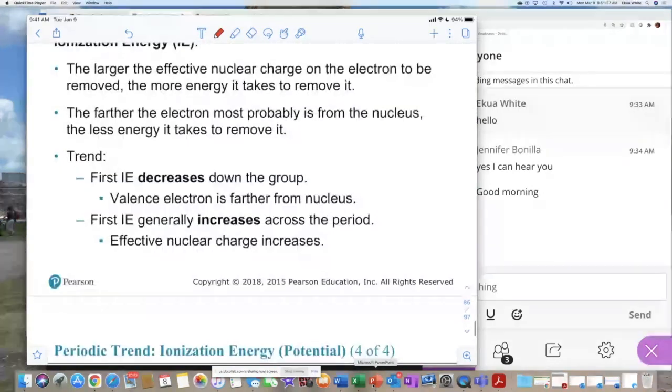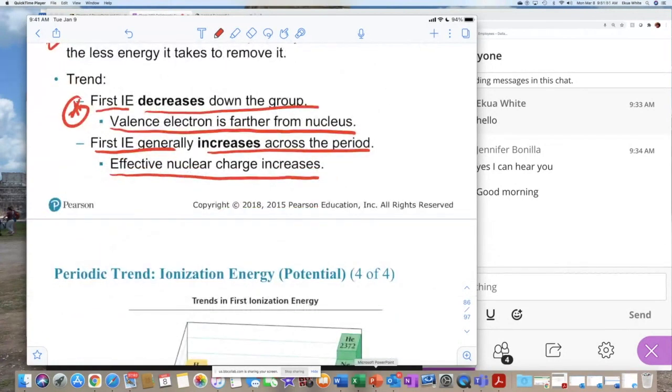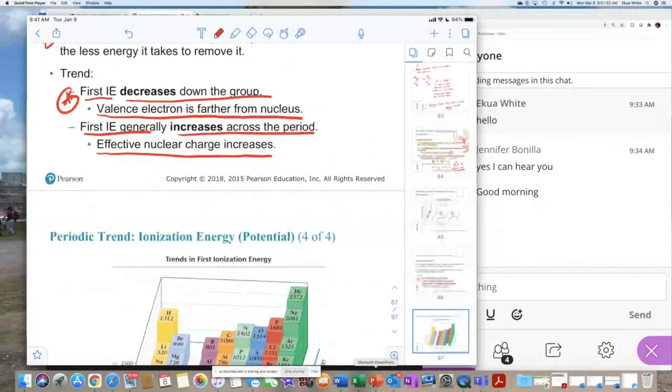So let's see why. We're told here generically, I've already explained these two right here. You can go ahead and read over that. The first ionization energy decreases down the group, and they're telling you why. The valence electron is further away from the nucleus. First ionization energy increases across the period. Effective nuclear charge increases. Okay, so generically, this is how I visualize it.